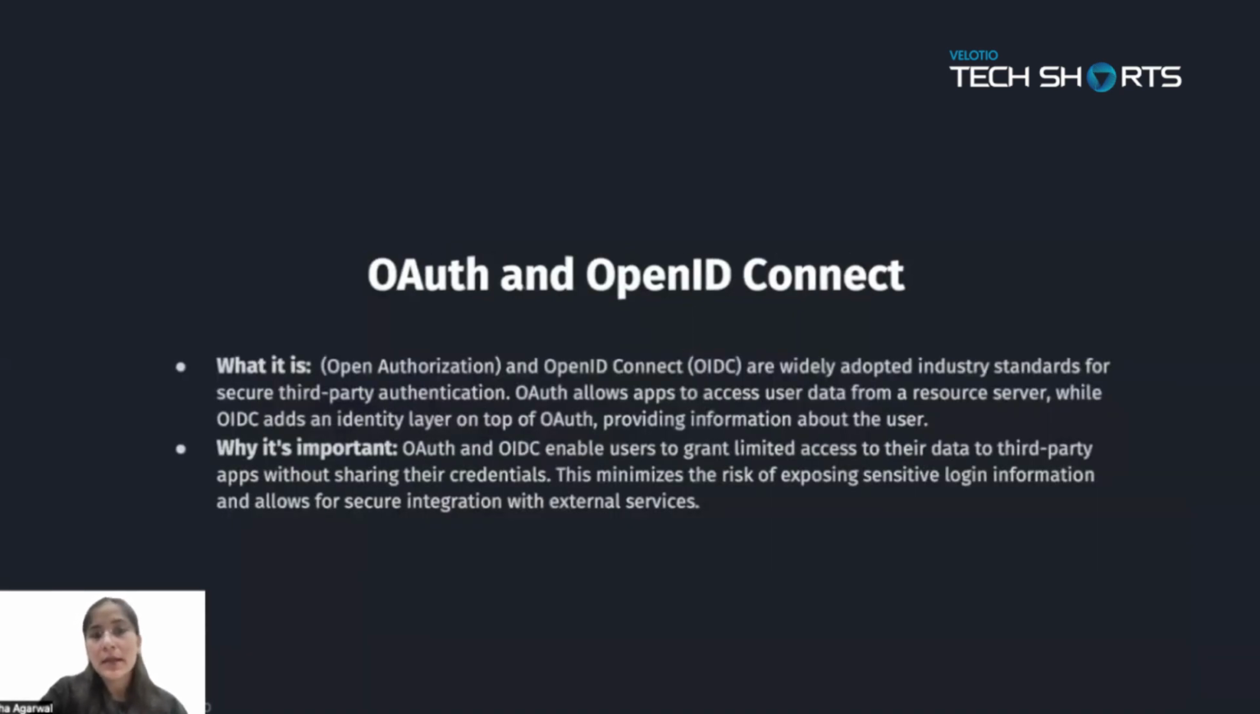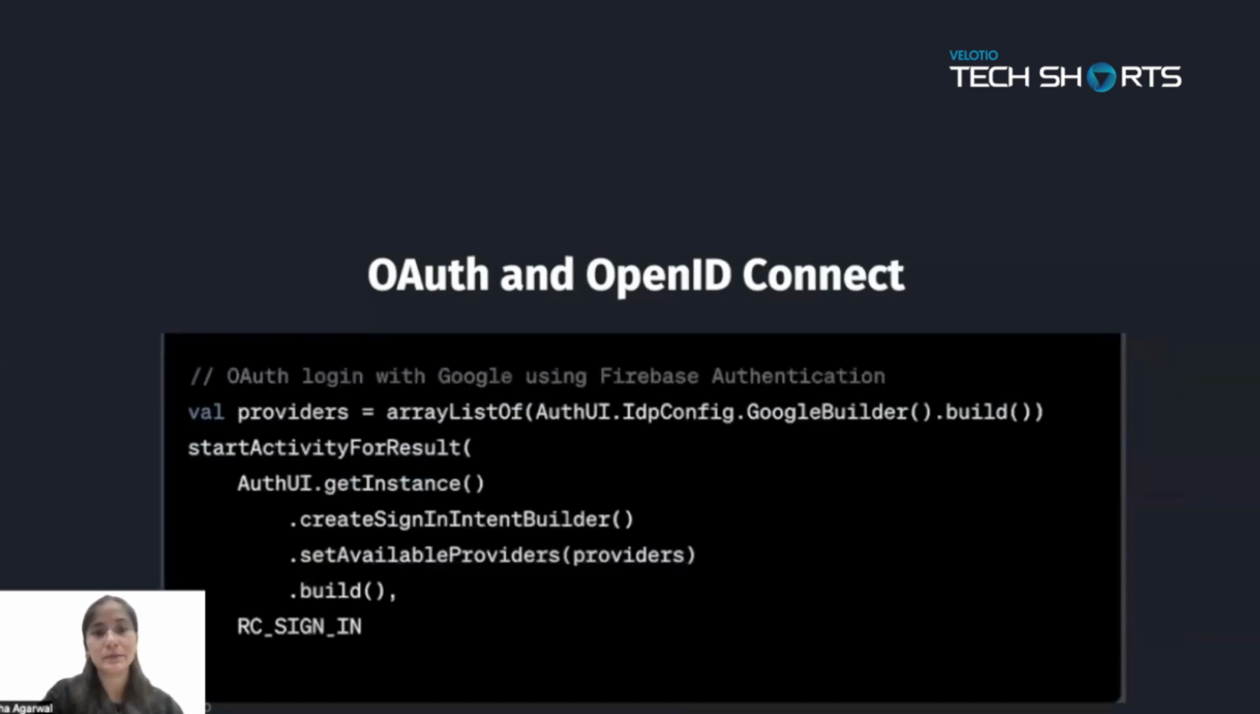The second method is OAuth and OpenID Connect. What is it? This is a widely adopted industry standard for secure third-party authentication. This allows apps to access user data from the source server, while OIDC adds an identity layer on top of OAuth, providing information about the user. It is very important as it enables users to grant limited access to their data to third-party apps without sharing their credentials. This minimizes the risk of exposing sensitive login information and allows for secure integration with external services.